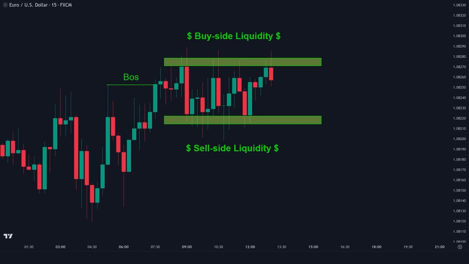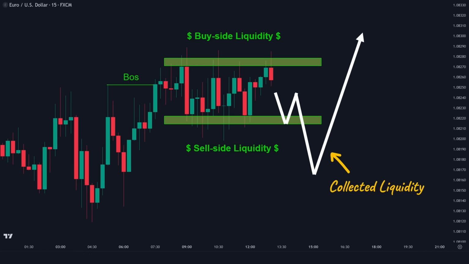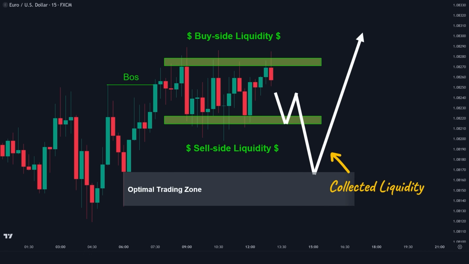Since our bias is bullish, an ideal trading opportunity would be to wait for the price to clear out the sell-side liquidity, and then find a demand area to enter long positions. Our target would be the buy-side liquidity. This rejection with a long wick could be an optimal demand area for future bullish momentum. If we zoom into lower timeframes, we'll likely find fair value gaps within this zone.